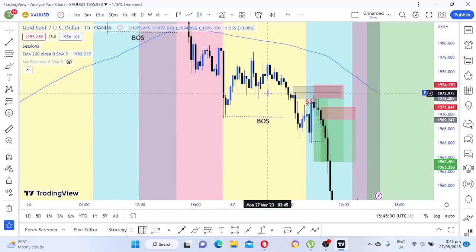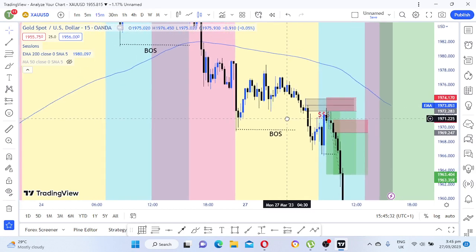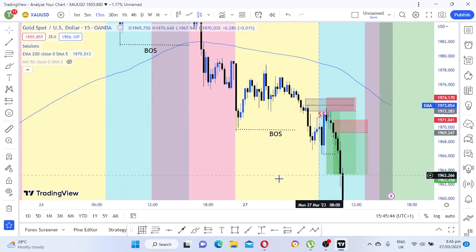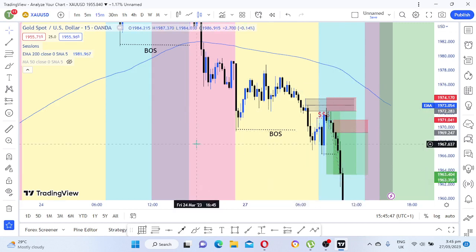So that is how I got this trade on gold in the London session. Here we have a supply zone, and we have an order block here. There were orders here that drove our gold down like this. This is how I got this trade on gold.